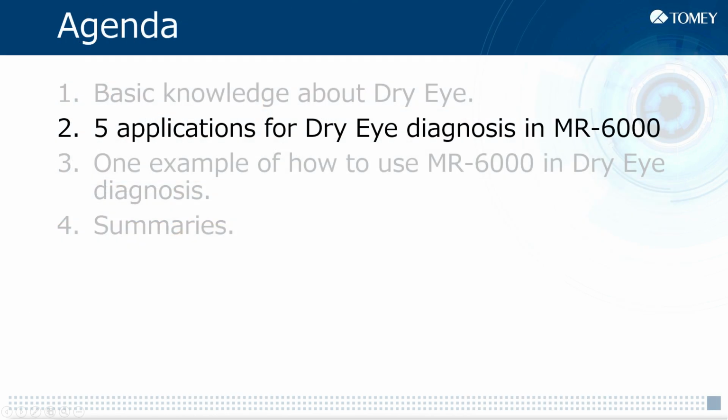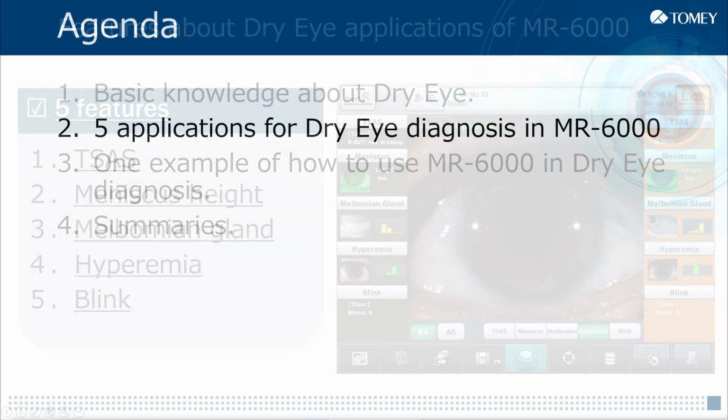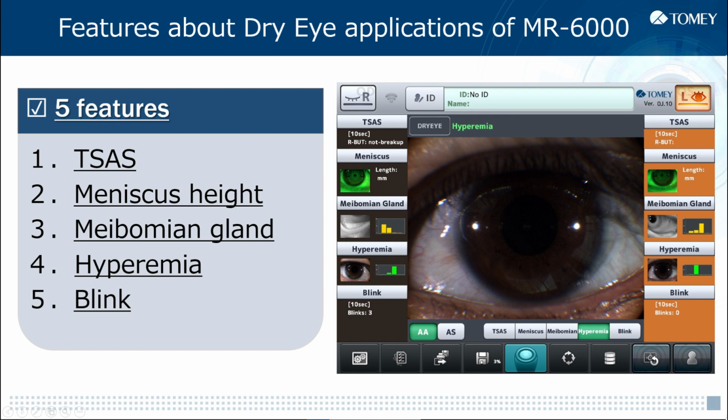So now, I would like to move on to the topic about features of MR6000 dry eye applications. There are 5 functions in MR6000 dry eye application: T-SARS, meniscus height, meibomian gland, hyperemia, and blink. Important functions are T-SARS, meniscus, and meibomian glands. And hyperemia and blink are the functions that provide supplementary information. I would like to explain one by one from the top.